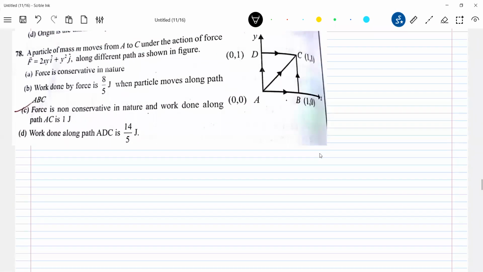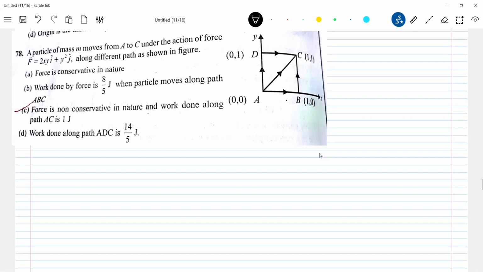The question is asking us to check whether the given force is conservative or not. So what is the best method? I'll choose the path ABC and find out the work. Path AC, I'll find out the work. Path ADC, I'll find out the work. If work done is the same in different paths, then you can say it's conservative. If the work done is different in different paths, it's non-conservative. All of you got the method? So I'll directly proceed to the problem.